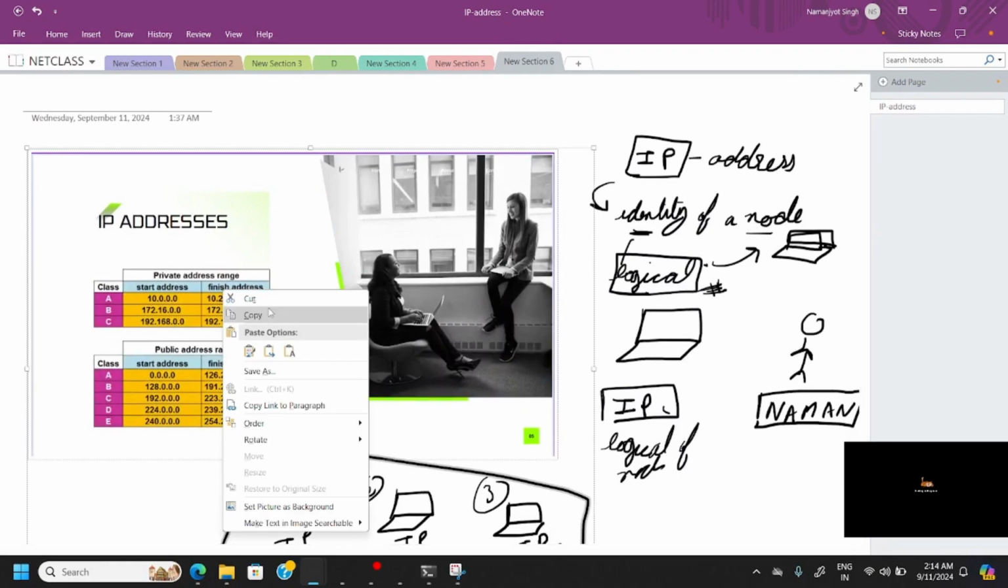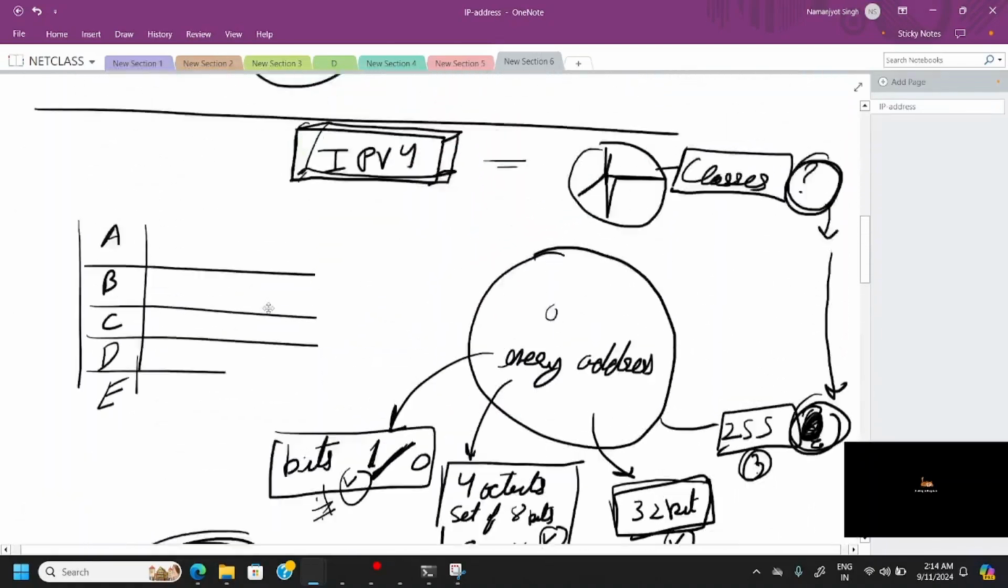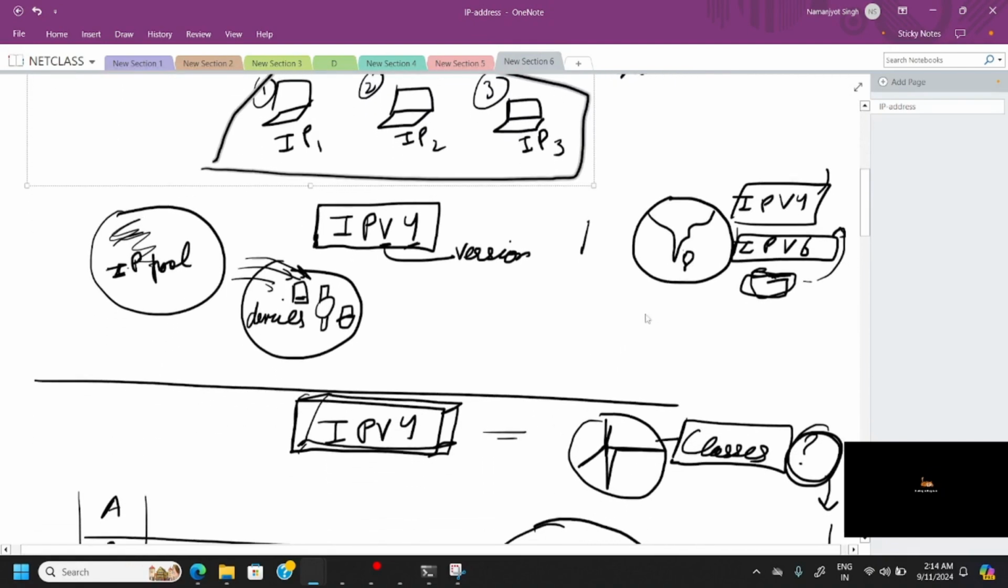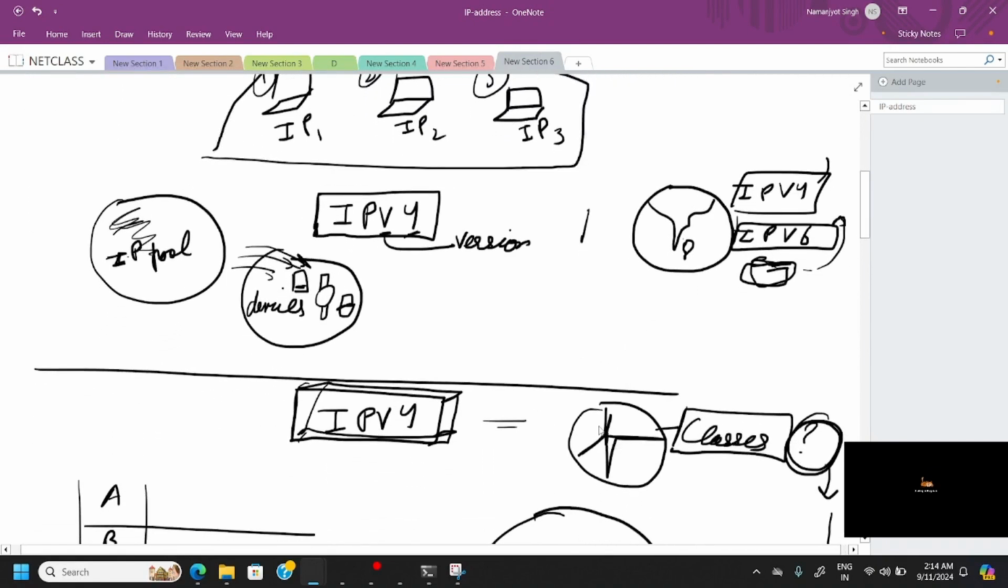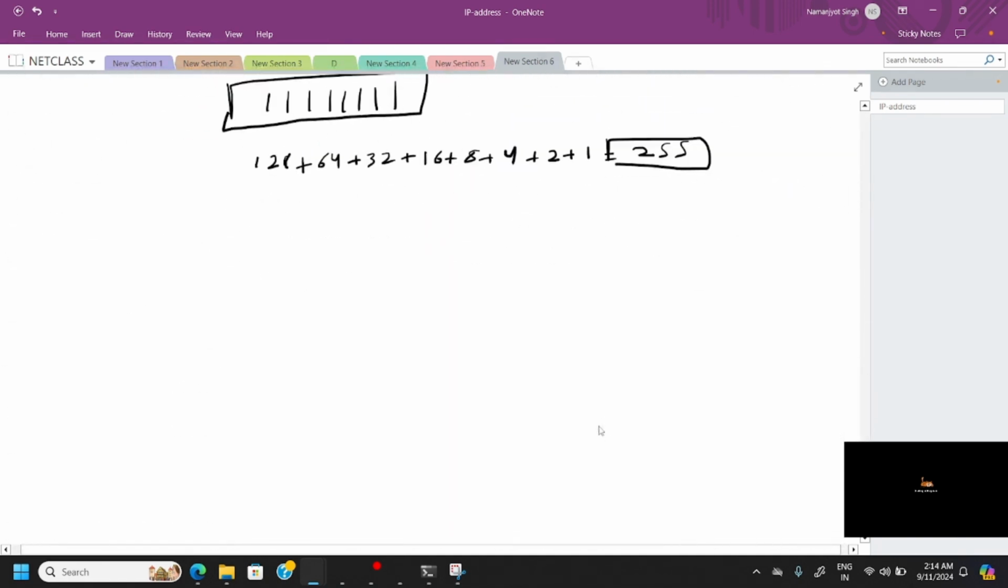So now let's learn about the classes. I was discussing that there is a pool of IP addresses. In the pool of IP addresses, we have divided IP addresses into different classes. What is the need of IP address classes anyway? Any specific need we have? Yes, we have.